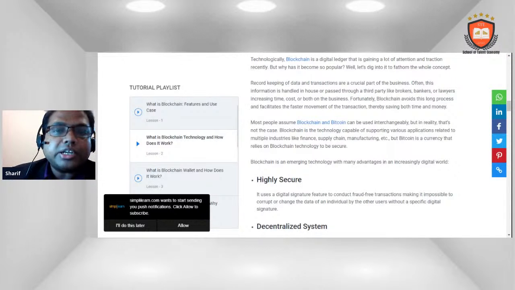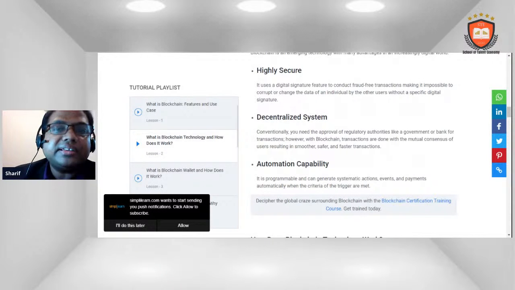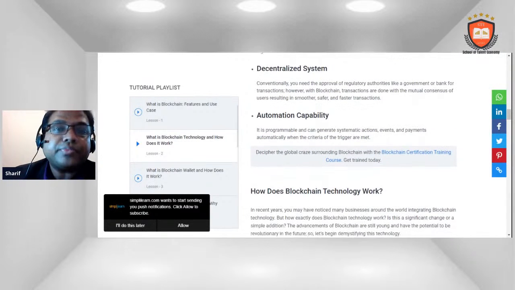Blockchain is the technology capable of supporting various applications related to multiple industries like finance, supply chain, manufacturing, etc. But Bitcoin is currently the reliance of blockchain technology to be secure. Highly secure. It uses digital signature features to conduct fraud-free transactions, making it impossible to corrupt or change the data of an individual by another user without a specific digital signature.